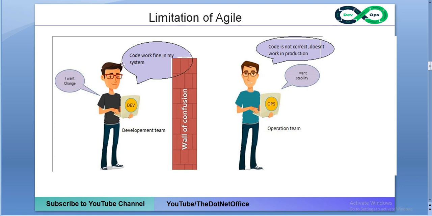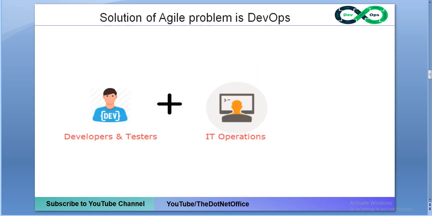So to resolve this problem, DevOps came into the picture. So what is DevOps? DevOps is a combination of dev plus ops. Dev means developer and tester, and ops means IT operations. DevOps resolves that agile problem. DevOps is a methodology which reduces the gap between the dev team and the operation team. As the name suggests, DevOps is a combination of dev and ops, meaning the developer and operation teams work together.